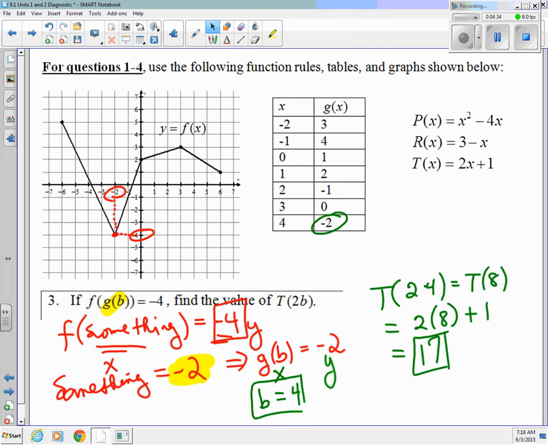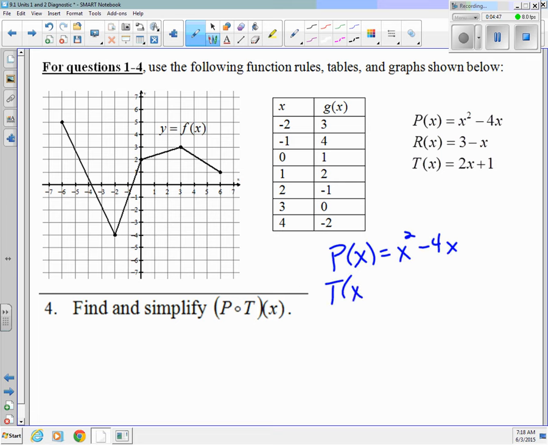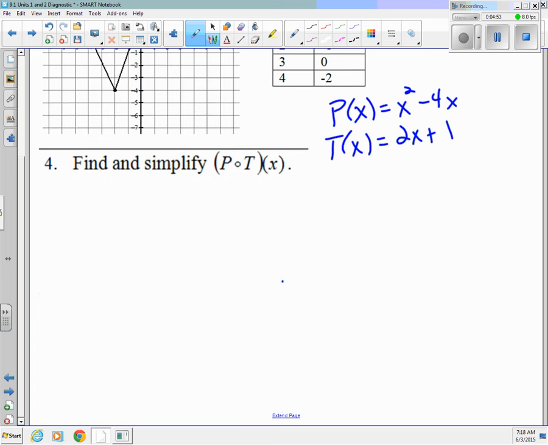All right, number 4. I want to find and simplify p of t of x. So p of x is x squared minus 4x. T of x is 2x plus 1. And I ultimately want to simplify p of t of x. So p of t of x looks like this. Since t of x is 2x plus 1, I just put that right in the x spot there.